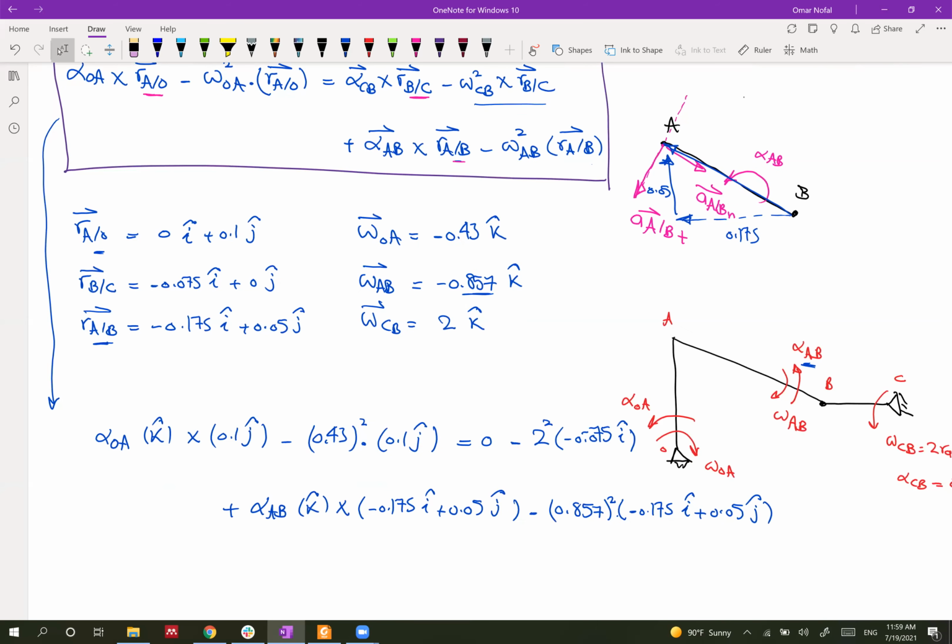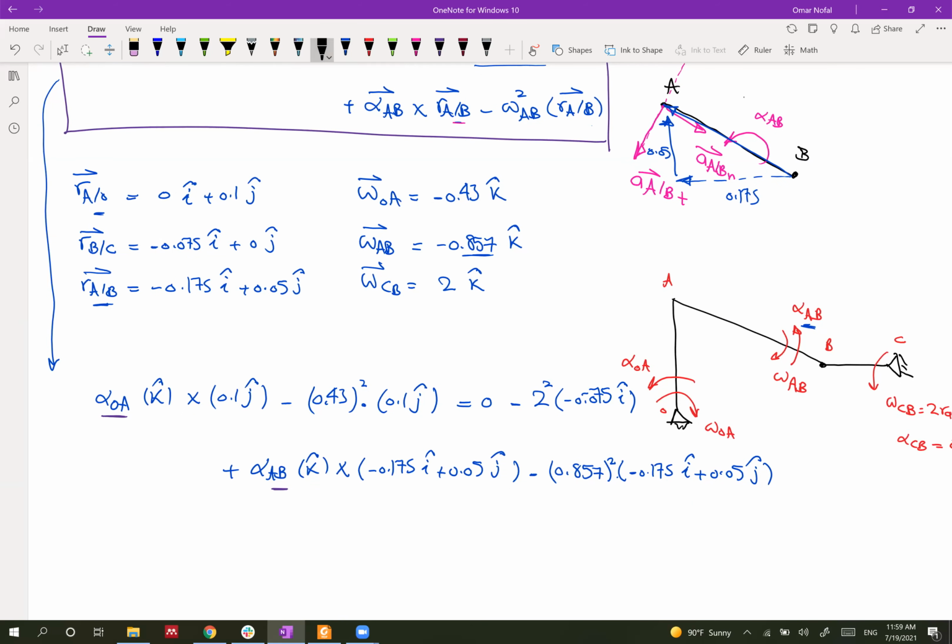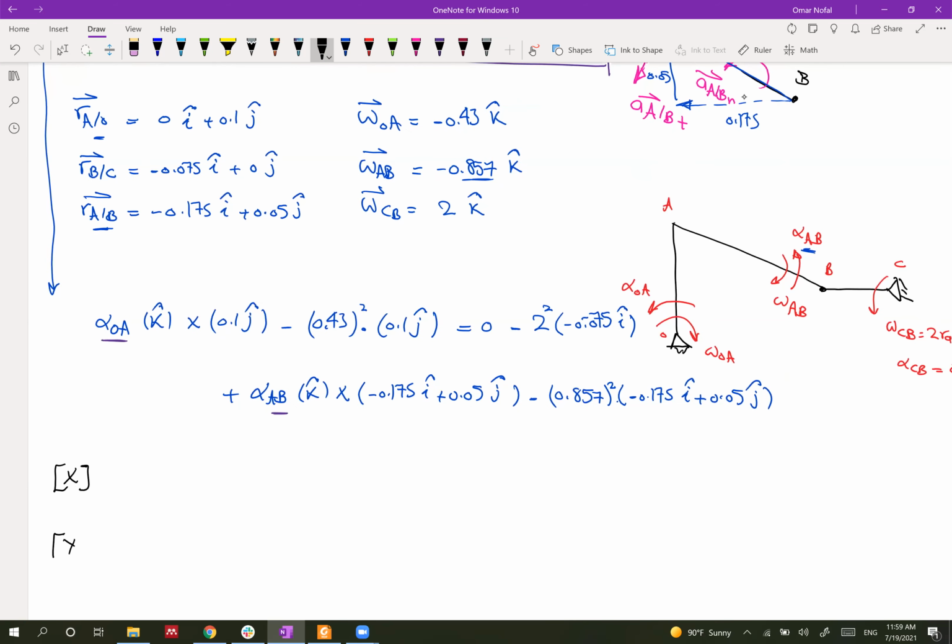All right, so in this equation, the only unknowns that we have are alpha OA and alpha AB. And this is not only one equation, this is two equations, because we can separate the X direction from the Y direction. The X direction is the I hat, and the Y direction is the J hat. So we can separate the terms that have J hat from the terms that have I hat, after we do these multiplications.